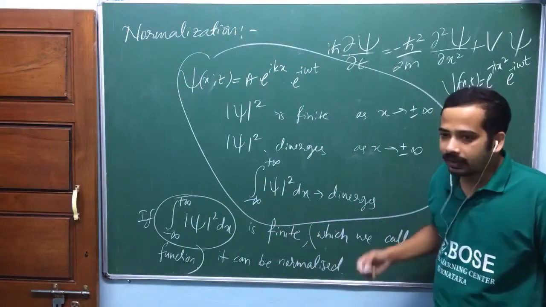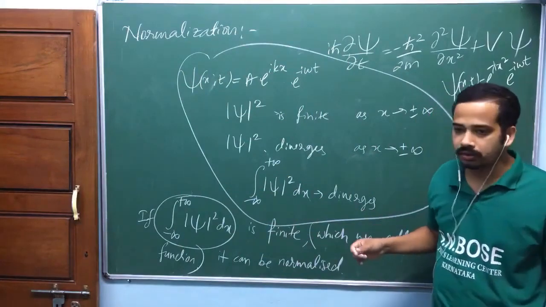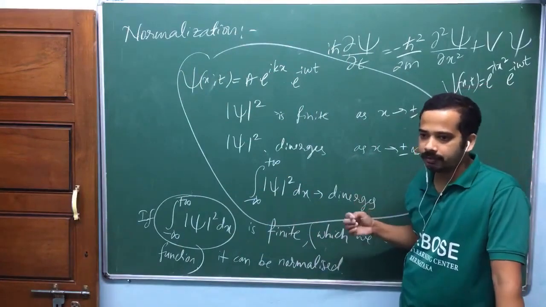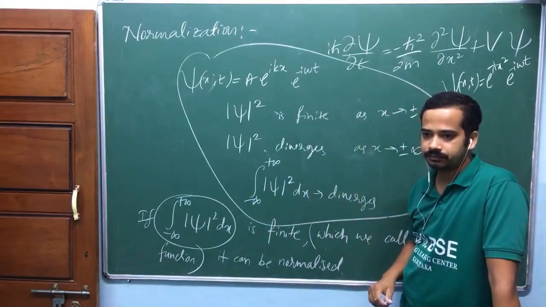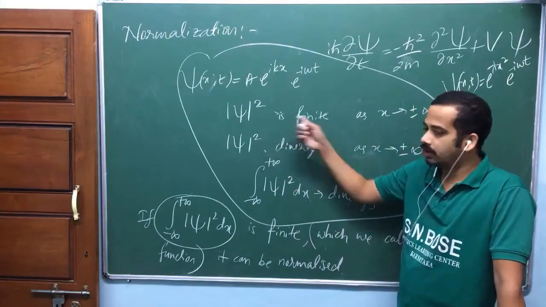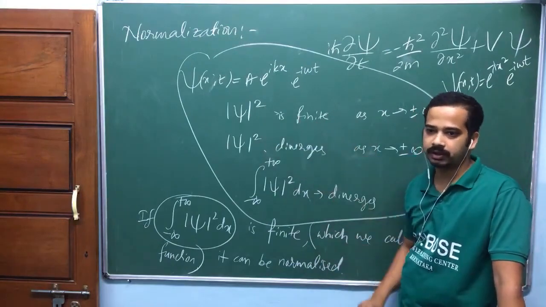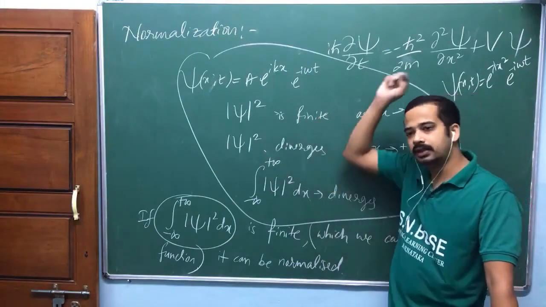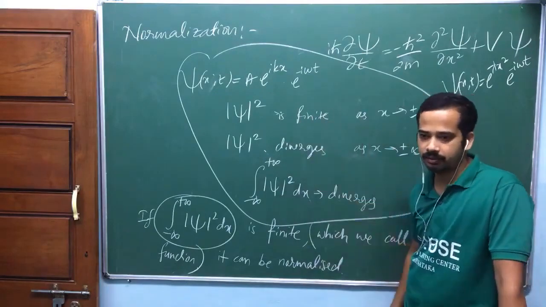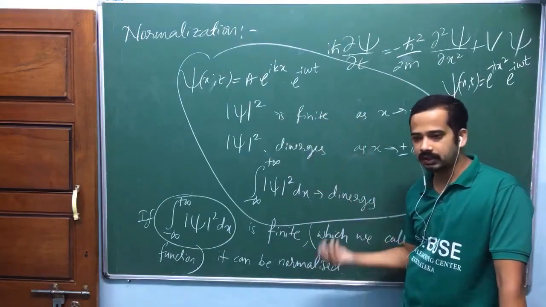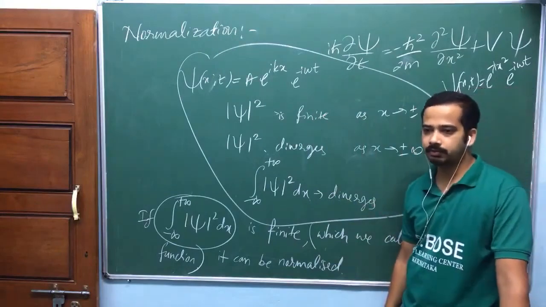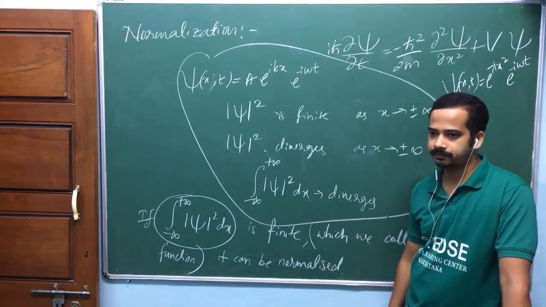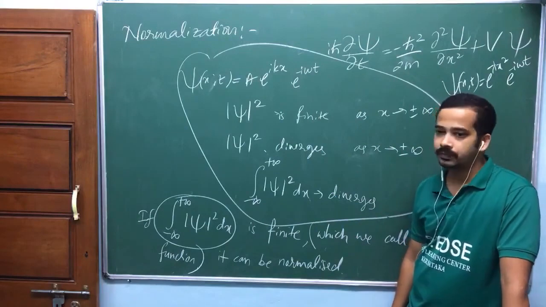And also, when the wave function is finite at infinity, when mod psi square is finite at infinity, then it is not normalizable. If the wave function is finite at infinity, it means the particle can escape, the particle can vanish, isn't it? Again, if the particle goes to infinity, it means the particle is nowhere. This wave function is not a solution of the square.